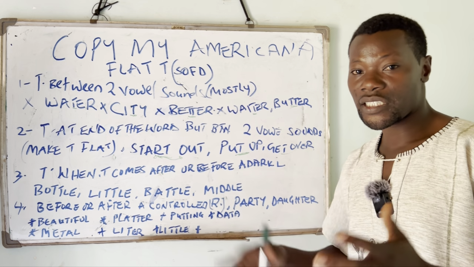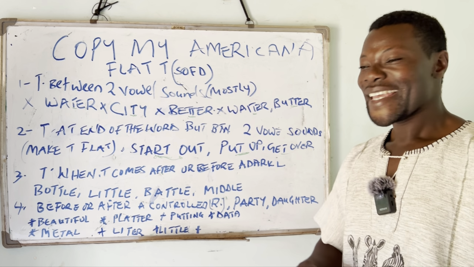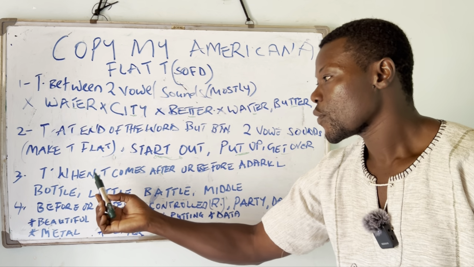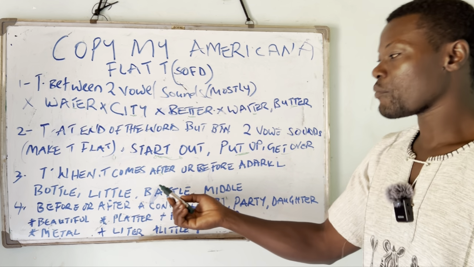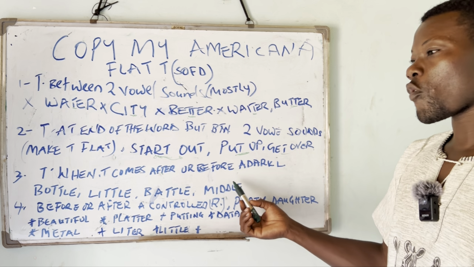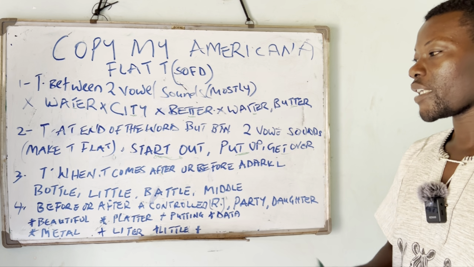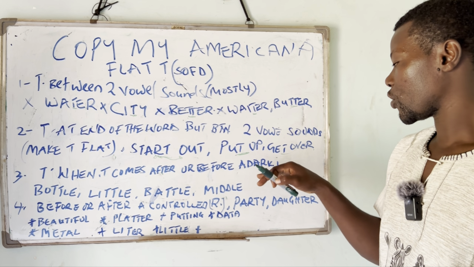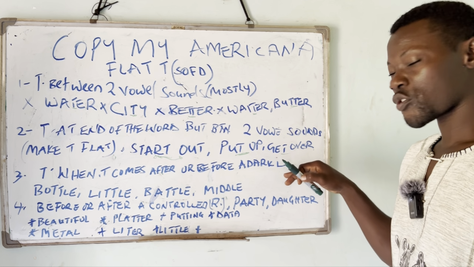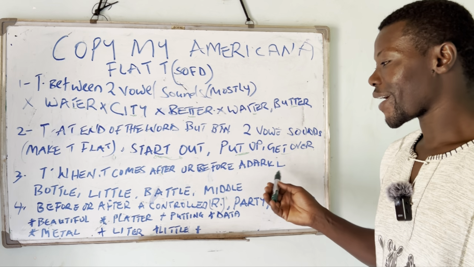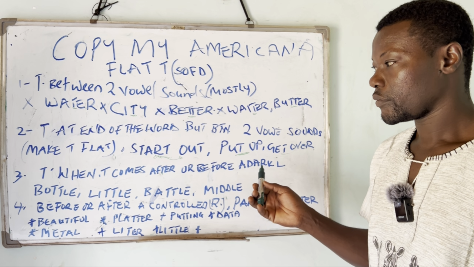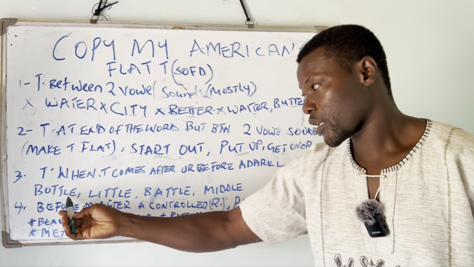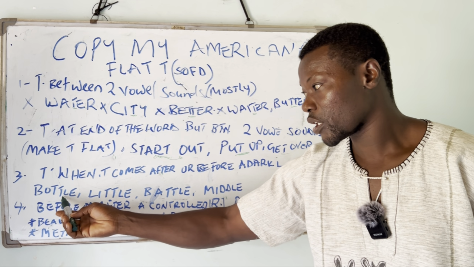Start out, tutandike tugende. Then number 3, we have T when T comes after O before a dark L. Kale wano T webeera nga ekola ki? Eri mu maaso oba emabega wa L. For example, L yino, so it's before.